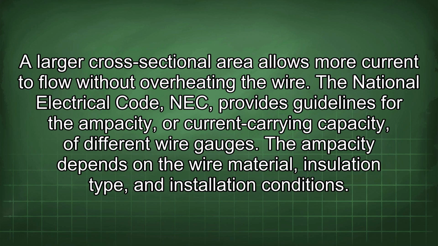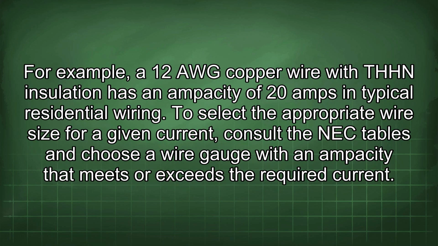The ampacity depends on the wire material, insulation type, and installation conditions. For example, a 12 AWG copper wire with THHN insulation has an ampacity of 20 amps in typical residential wiring. To select the appropriate wire size for a given current, consult the NEC tables and choose a wire gauge with an ampacity that meets or exceeds the required current.